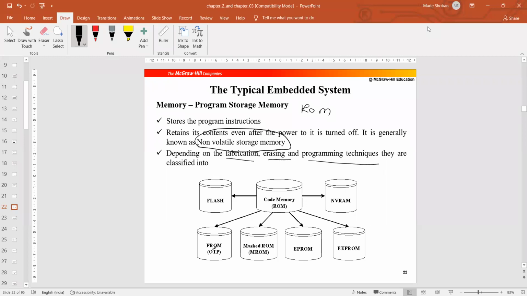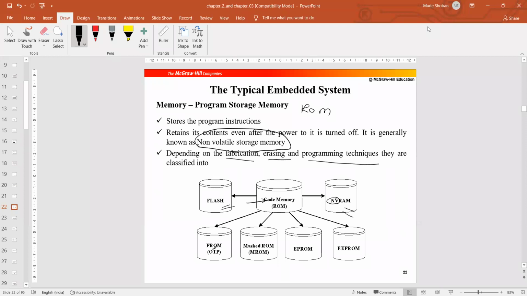You could see the center block, this one is code memory, because when you call it code memory, you are storing instructions in it. All the programs are placed there. There is no data in this ROM, read-only memory, only programs. And this is flash memory, and this is the NVRAM. NV stands for non-volatile. Volatile means when power goes, the data will be erased. Non-volatile means even if power goes, the content in it will be permanent.